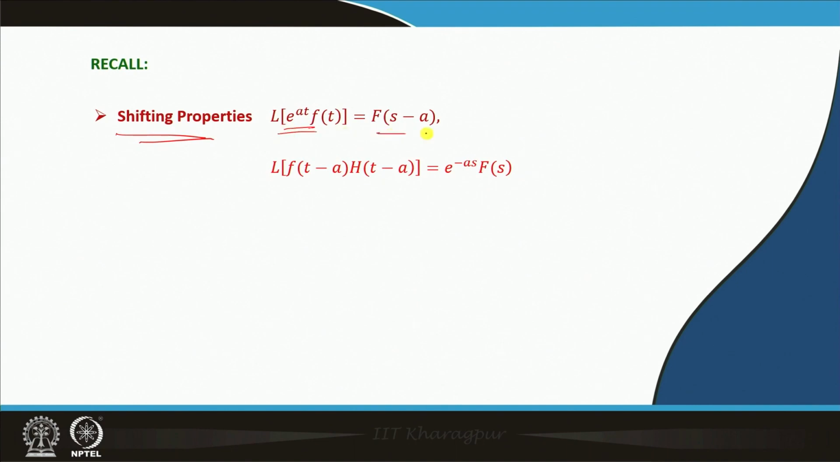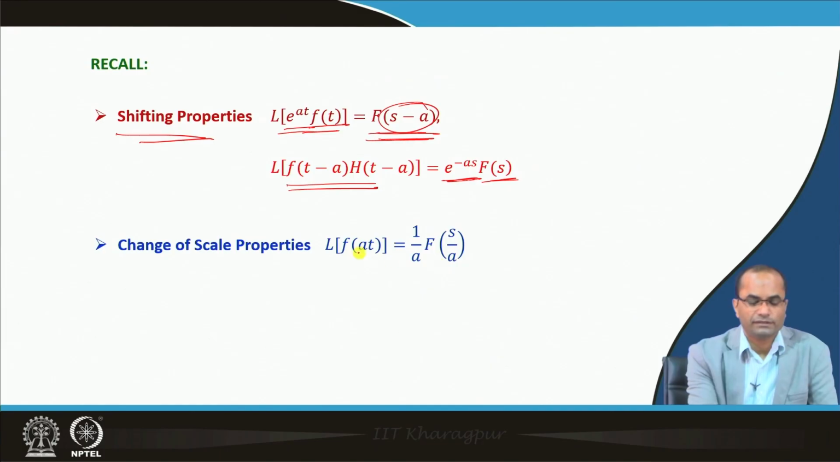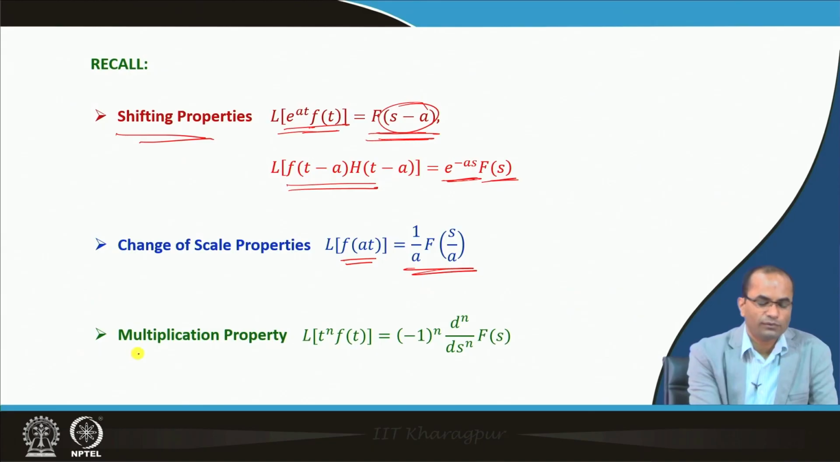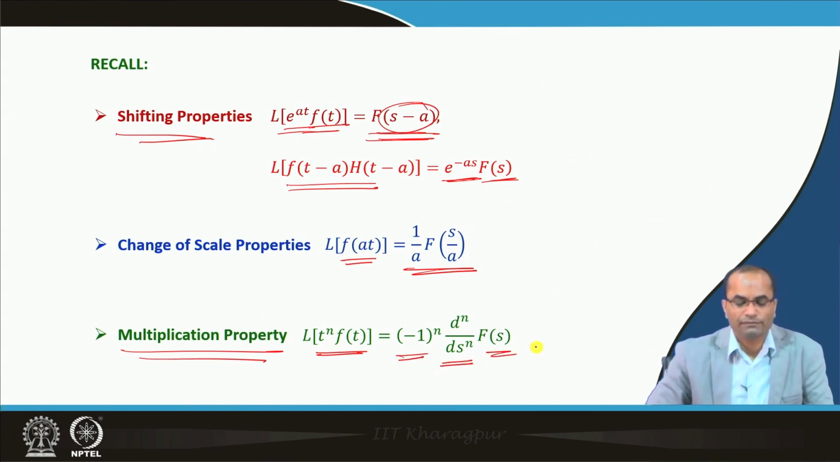So, e power minus a t if multiplied by f t, then we have f s minus a, there is a shift there, and if there is a shift in the function, then e power minus a s comes in this Laplace transform. Change of scale property. So, if Laplace of f t is f s, then f a t is 1 over a, f s over a, and then we have also discussed this multiplication property, that t power n f t is minus 1 power n, and the nth derivative of this f s.